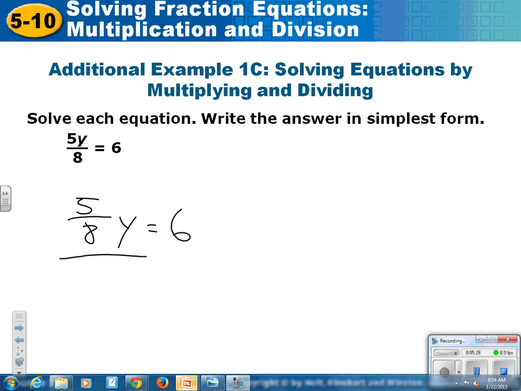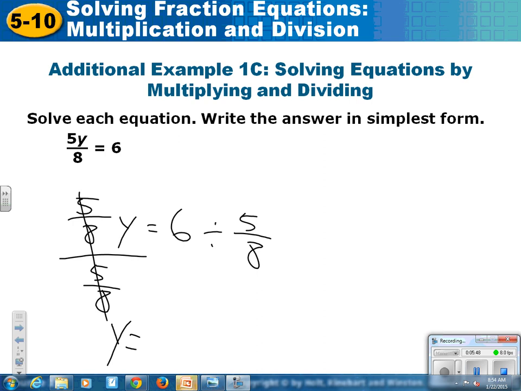Divided by 5/8. We have to do it to both sides. Divided by 5/8, that goes away. We're left with y equals this problem, 6 divided by 5/8. What's the first thing I need to do?